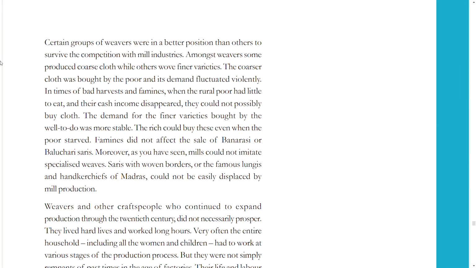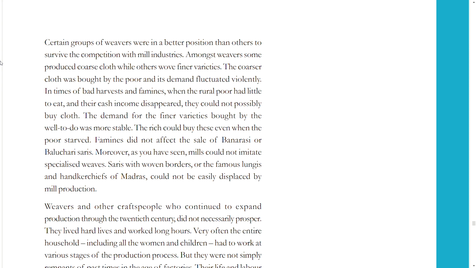Certain groups of weavers were in a better position than others to survive the competition with mill industries. Amongst weavers, some produced coarse cloth, while others wove finer varieties. The coarser cloth was bought by the poor and its demand fluctuated violently. In times of bad harvest and famines, the rural poor had little to eat and their cash income disappeared. They could not possibly buy cloth.